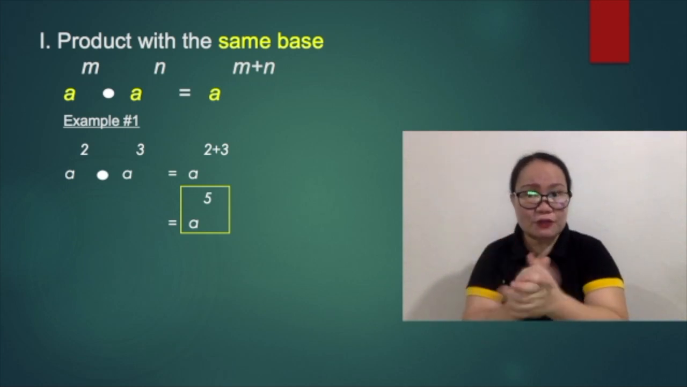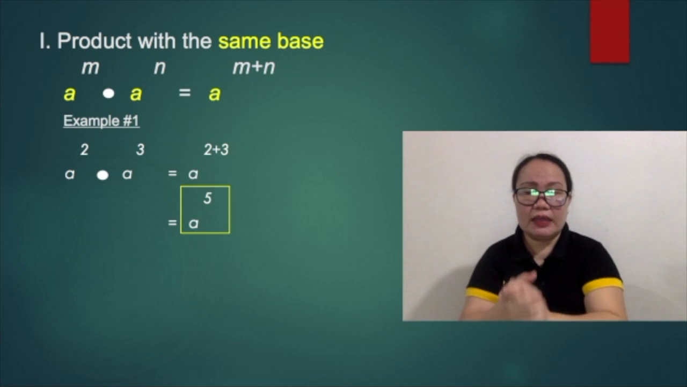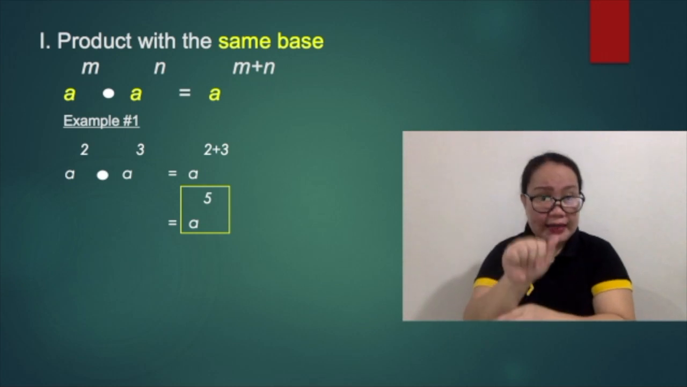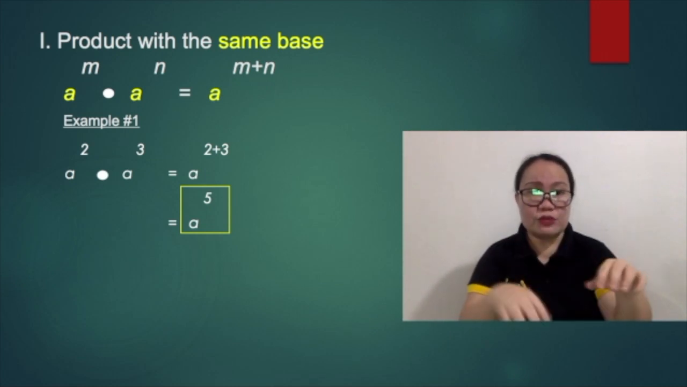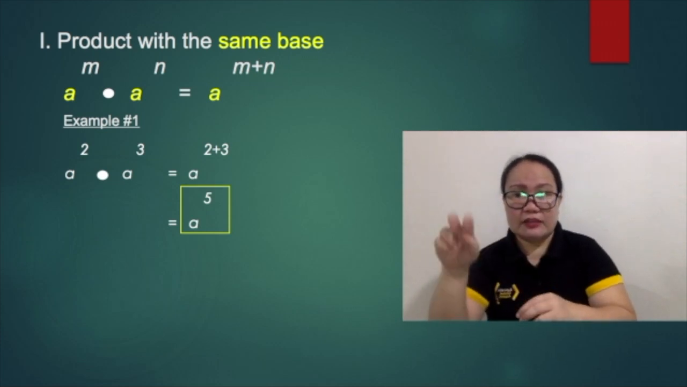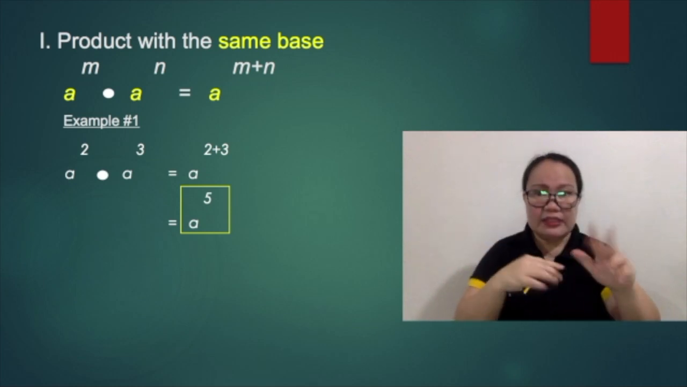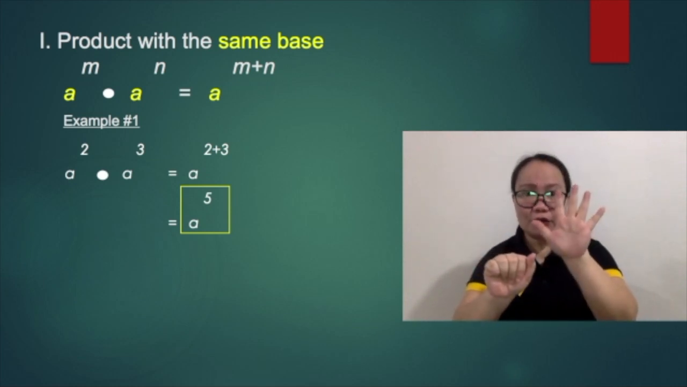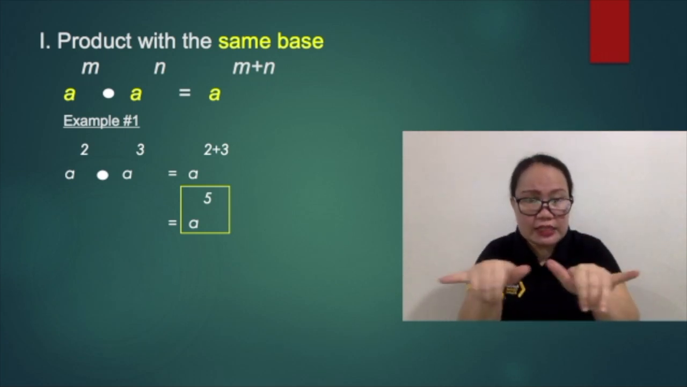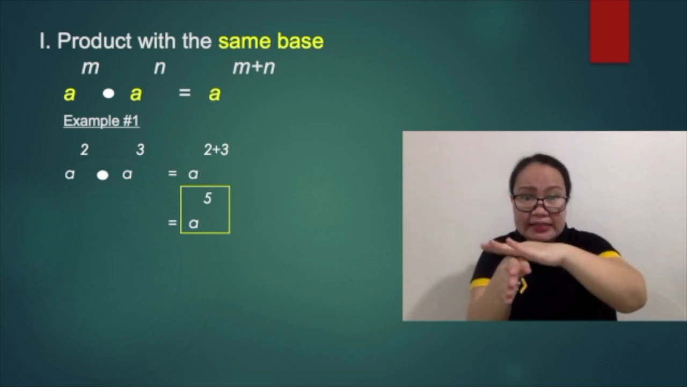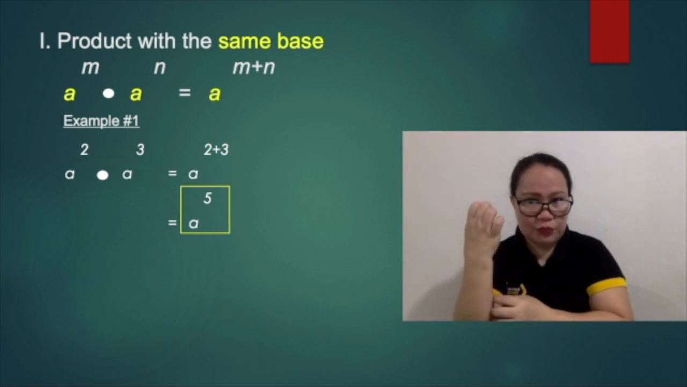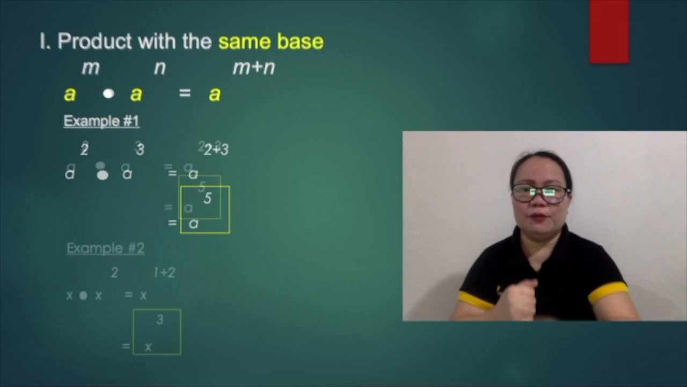Okay, so let's take for example number 1. A raised to 2 multiplied by A raised to 3 is equal to, so simply add the two exponents, 2 and 3. So it's equal to A raised to the power of 5. So it's very easy. Just remember that if they have the same base, the law states you just have to add the exponents, as you can see in this example.